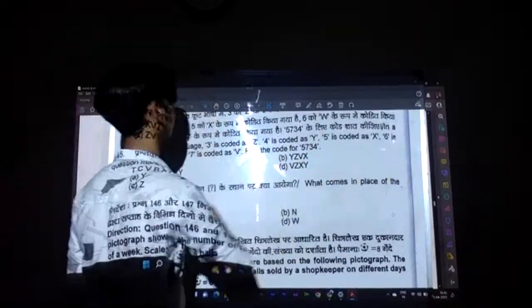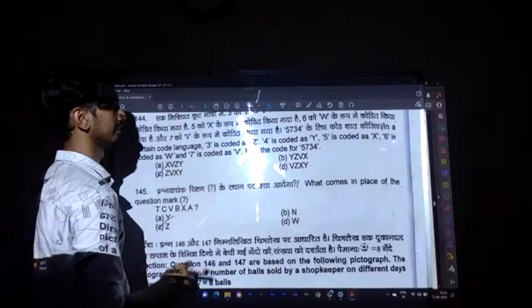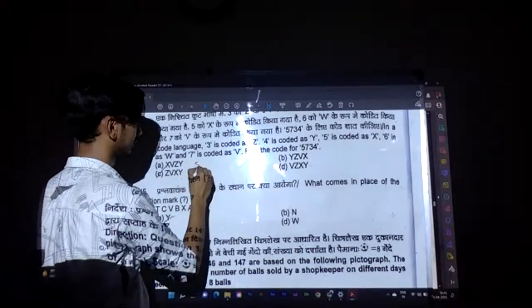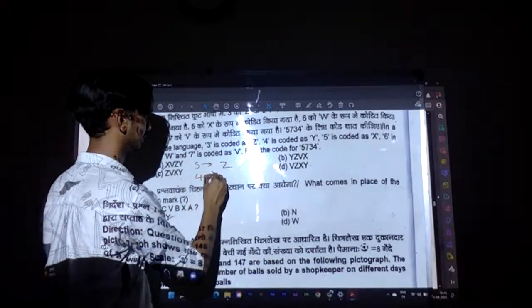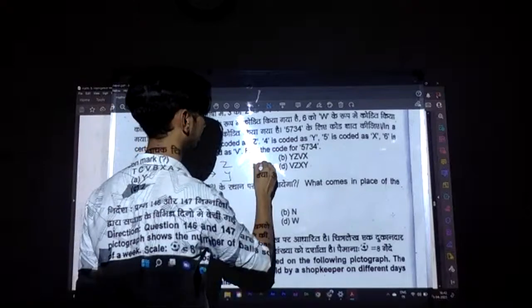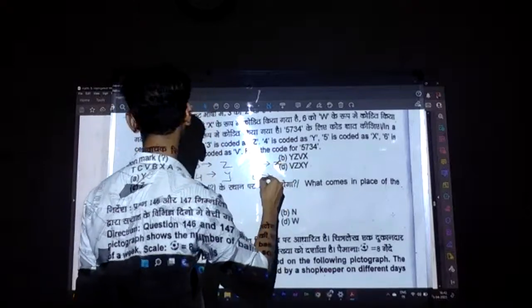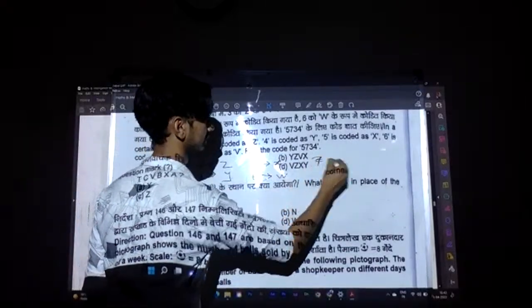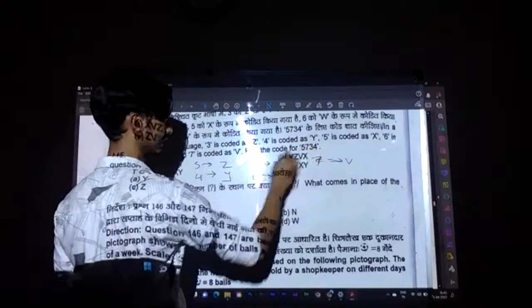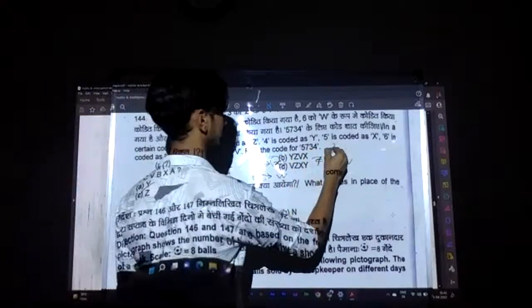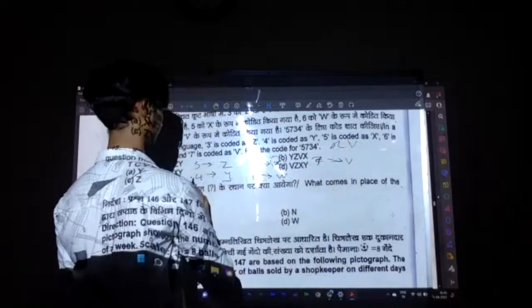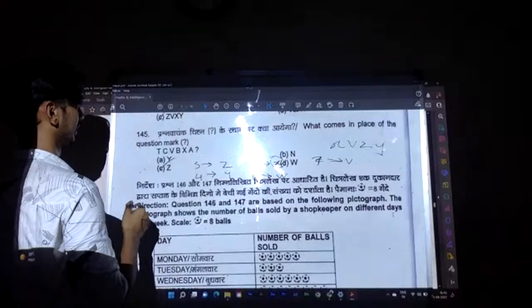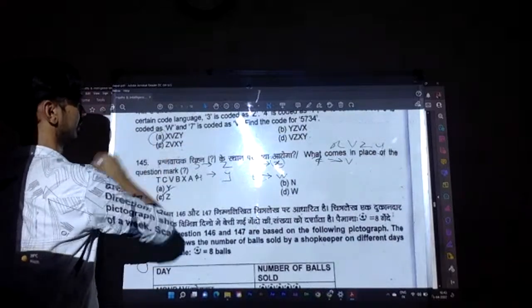In question number 144, certain letters are given in number format. Like 3 is given to Z, 4 is given to Y, 5 is given to X, 6 is given to letter W, and 7 is given to the letter B. So 5, 7, 3, 4 will become X, B, Z, and Y. So the correct option will be option A.